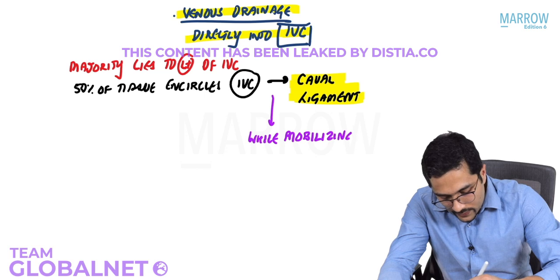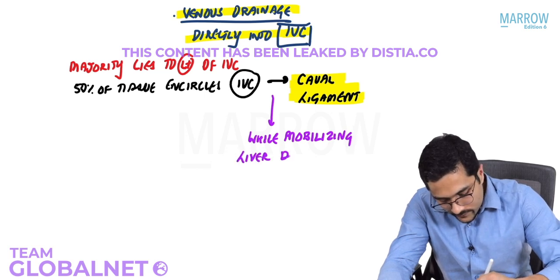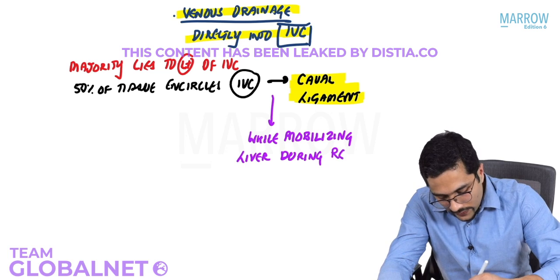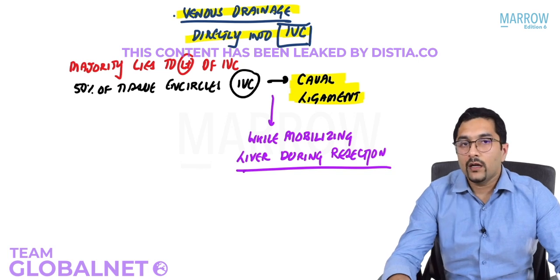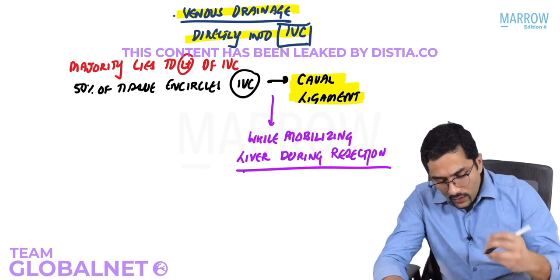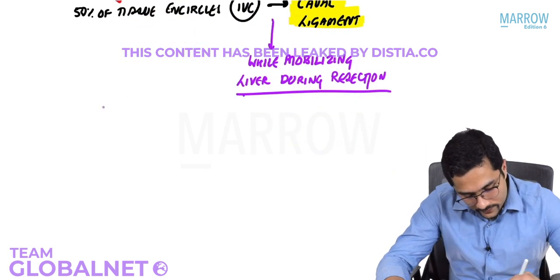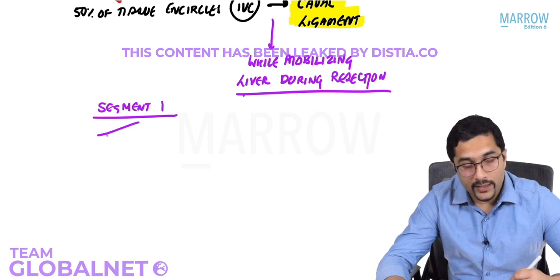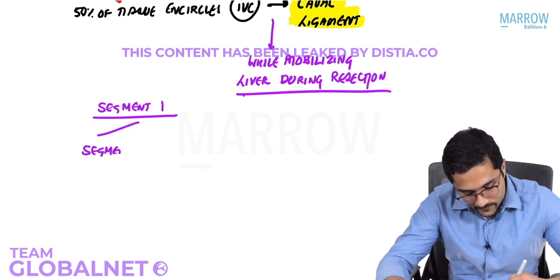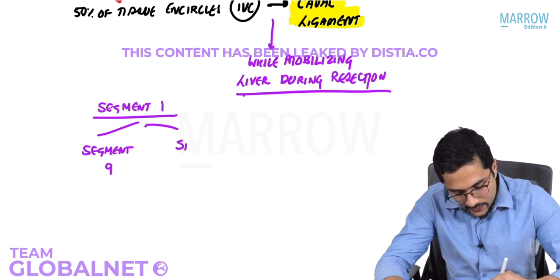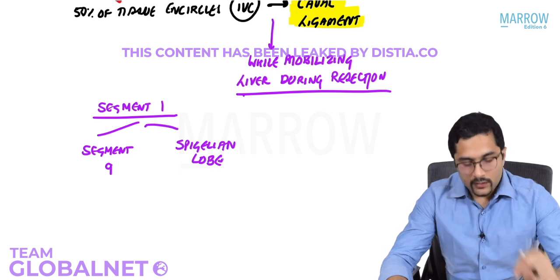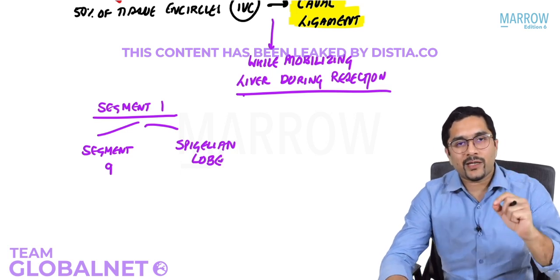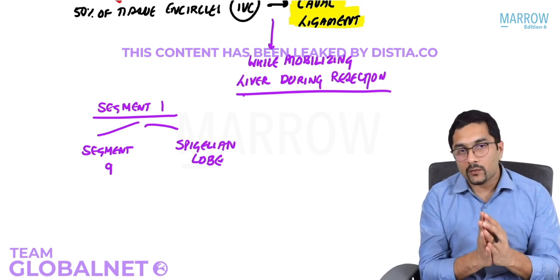While mobilizing liver during resection, we need to know about this so that we don't cause unnecessary injury. So this is important during liver resections. Now, segment 1 has further been subdivided into a segment 9 and a Spigelian lobe. Now, 2 or 3 points regarding segment 1, that is the surgical importance of segment 1, which you should know.